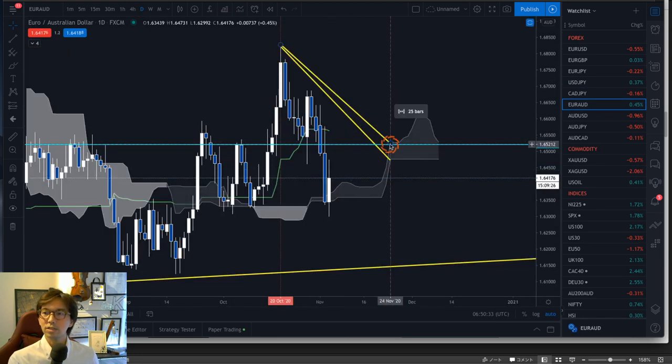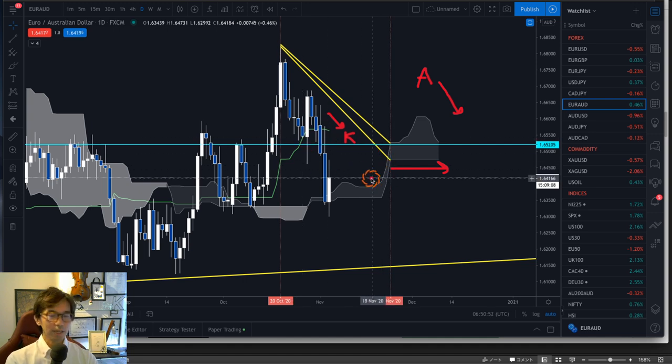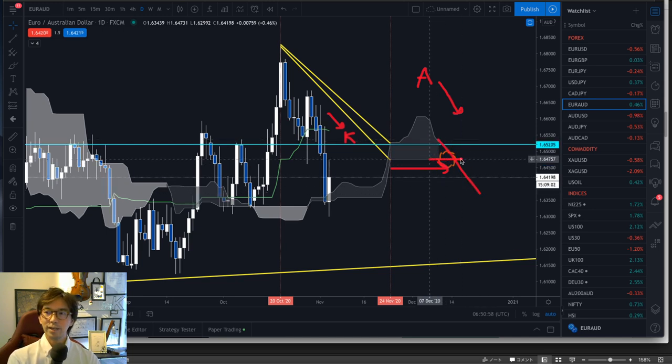Daily chart, it's also flat. This is kind of tricky because you can see that the Kumo Senkou Span B is flat, but A is down. Senkou Span A is down and Kijun Sen is down. So you might think that this is downtrending, but actually not, because this Kumo is bullish Kumo. So I would wait for the Kumo to be bearish.